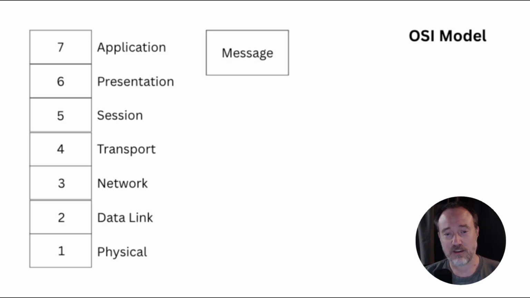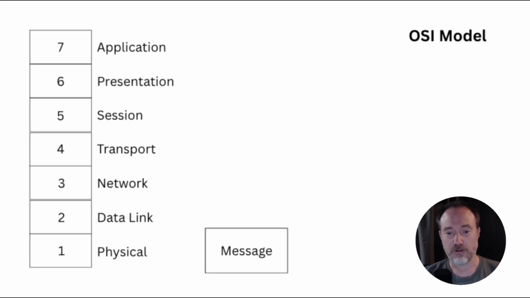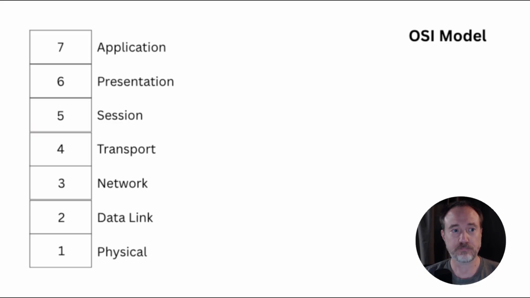So the interesting thing about this is, when a device is sending a message, it starts at layer 7 and sends all the way down the stack to layer 1. And then when a device is receiving that message, it receives it at layer 1 and then processes back up the stack to layer 7. So we're going to look at each layer specifically, and then I'll tell you which ones are really important for networking.